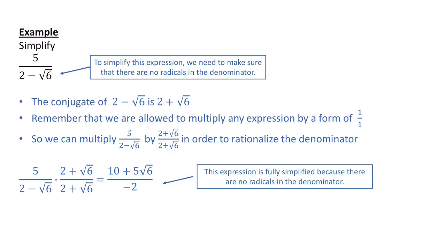When we do that, the 5 is going to distribute to both of these terms, so we get 10 plus 5 square root of 6. And then in the denominator, we can use the difference of squares. So the denominator is going to be 2 squared minus the square root of 6 squared. Well, 2 squared is 4, and the square root of 6 squared is just 6, so 4 minus 6 is how we get that negative 2. Notice that this expression is fully simplified because now we have no radicals in the denominator.